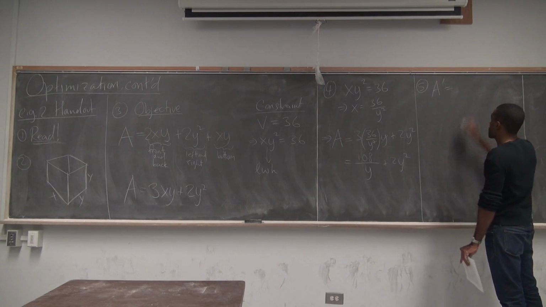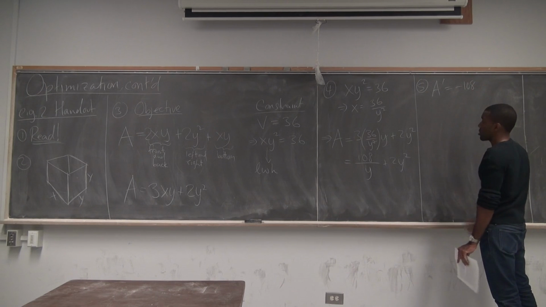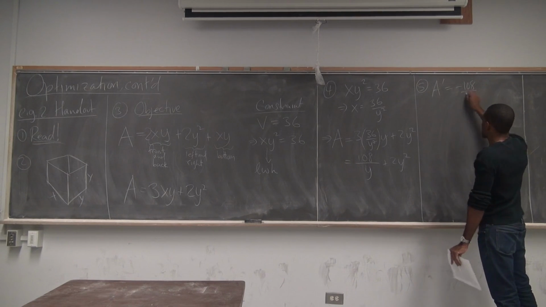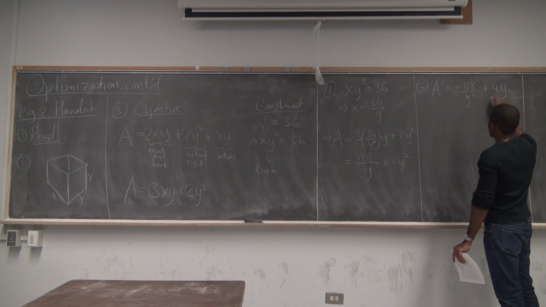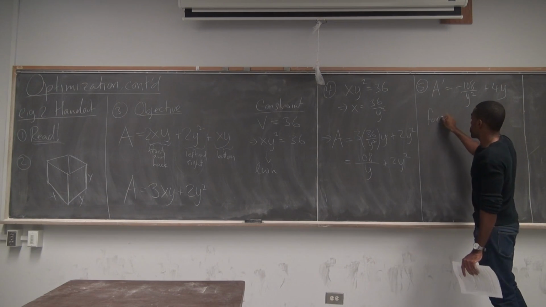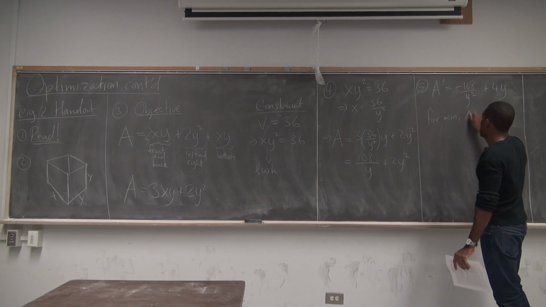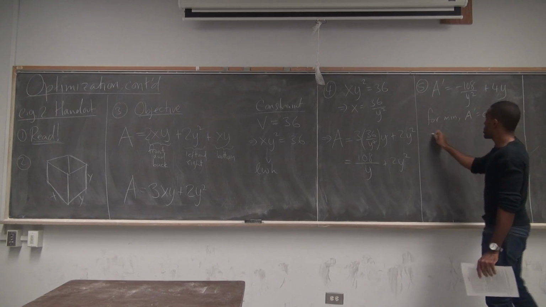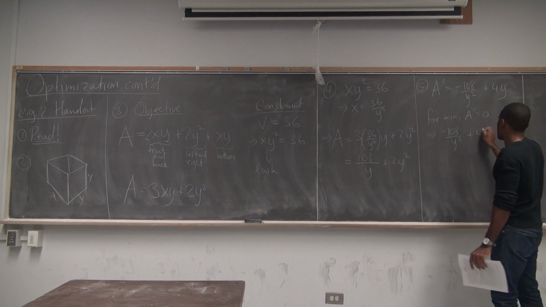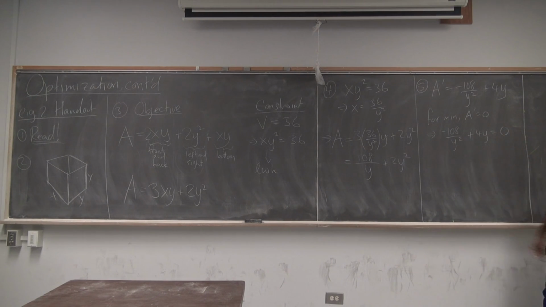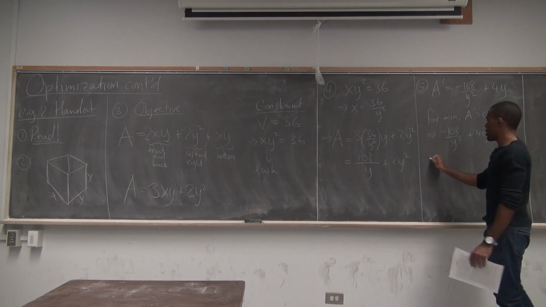Minus 108 over y squared, plus 4y. Right. Now for minimum, we set A prime equals 0. This means I have minus 108 over y squared plus 4y equals 0. How do I solve that?